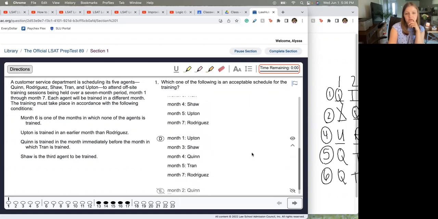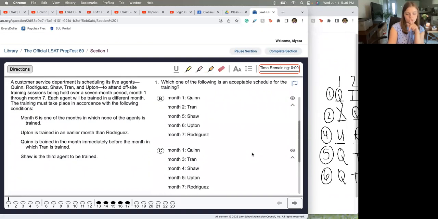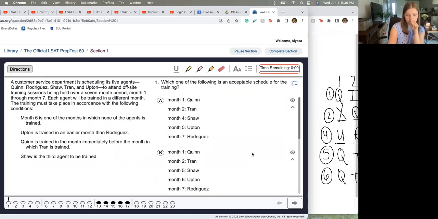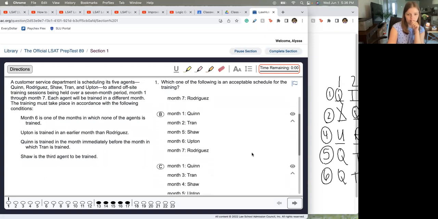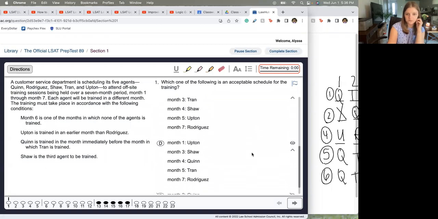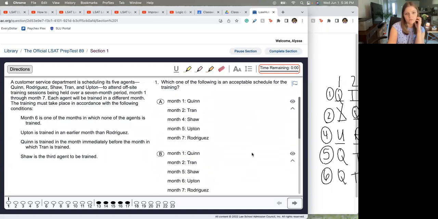Is there any other answer choice that we can eliminate based on our U and R rule? Do any of our other answer choices have R before U? I'm not seeing it. So you move on to another rule. Let's pick the first rule. We can't have anyone in 6. Does that eliminate any of our answer choices? Do we have a variable in 6 in any of them?